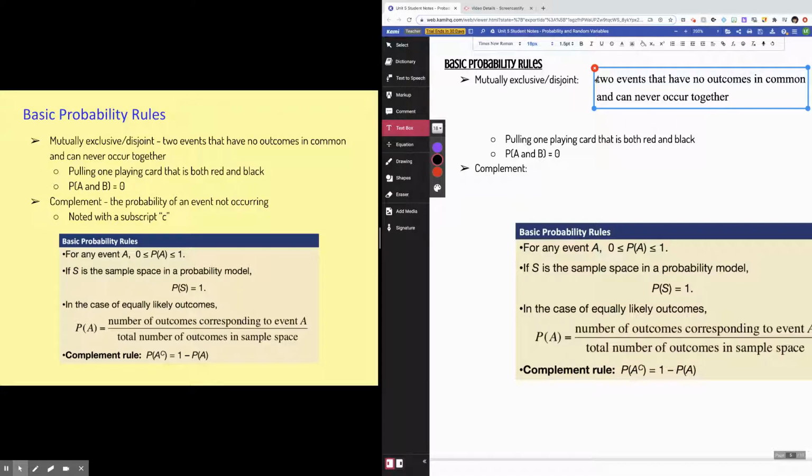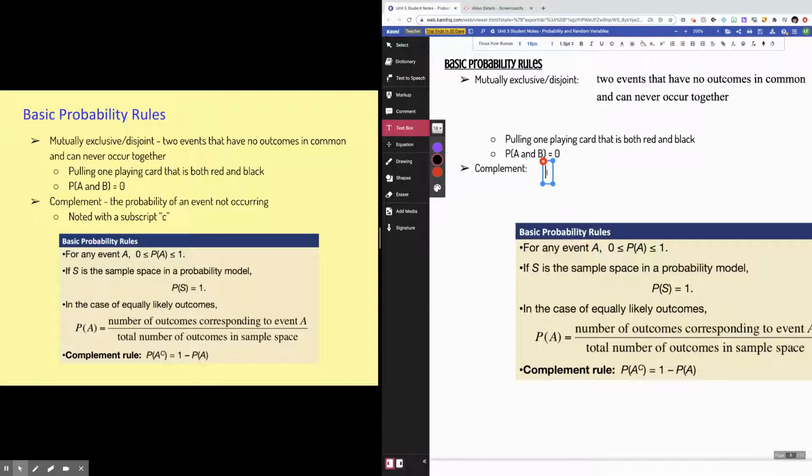A common example you'll hear people use is playing cards. It's not possible for me to pull one playing card that is both a red card and a black card at the same time. Those two events are mutually exclusive, or disjoint. The way that we notate that with probability notation is we would say the probability of A and B, meaning both of those events occurring together, equals 0.